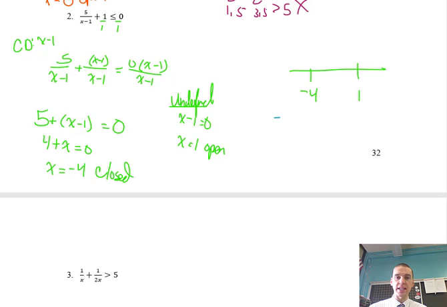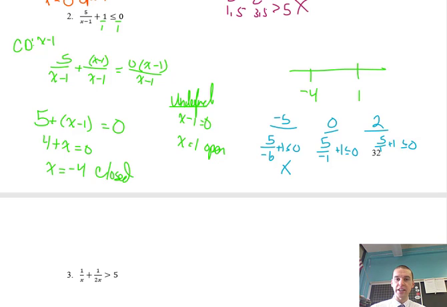We'll test negative 5. We'll test 0. And we'll test 2. So negative 5, we're going to get 5 over negative 6 plus 1 is less than or equal to 0. In this case, we'll have 5 over negative 1 plus 1 is less than or equal to 0. And in this case, we'll have 5 over 1 plus 1 is less than or equal to 0. See here, we're going to get a number smaller than 1 plus 1 that is not less than 0.